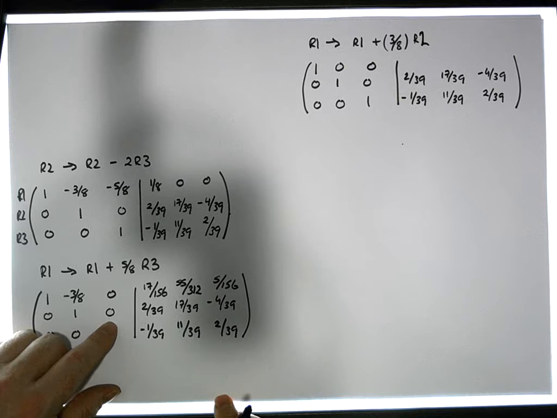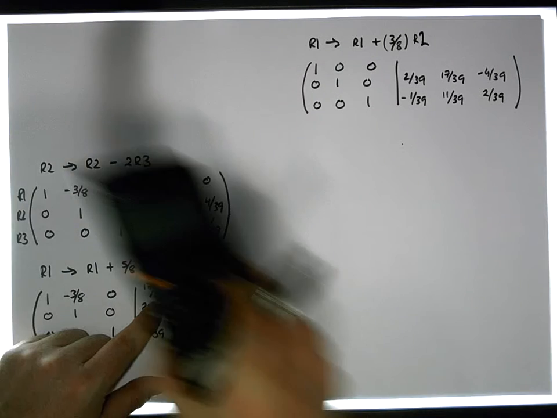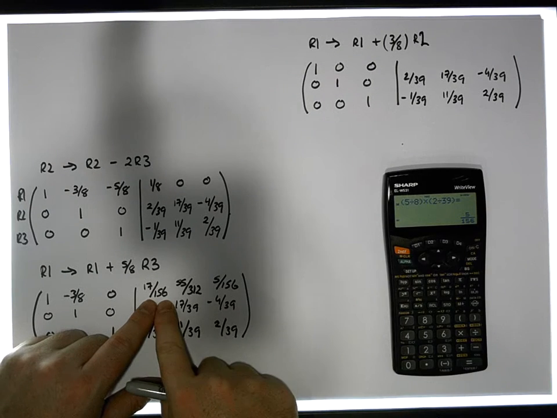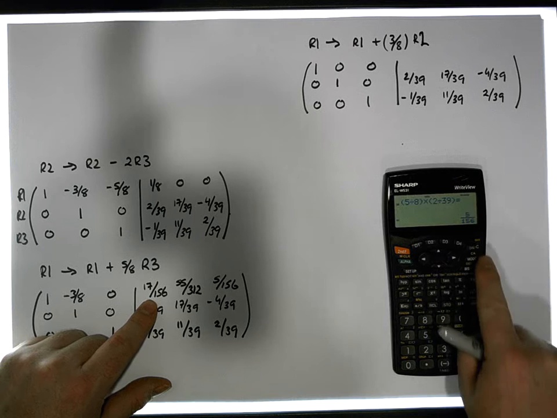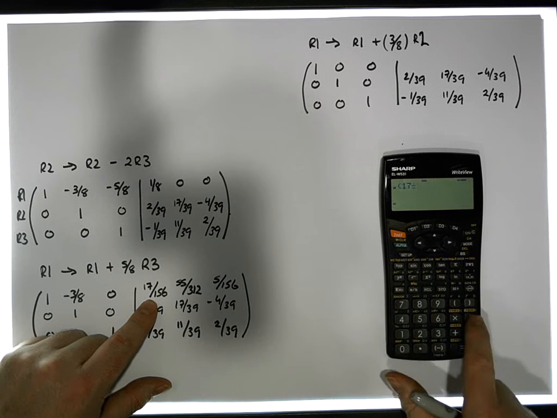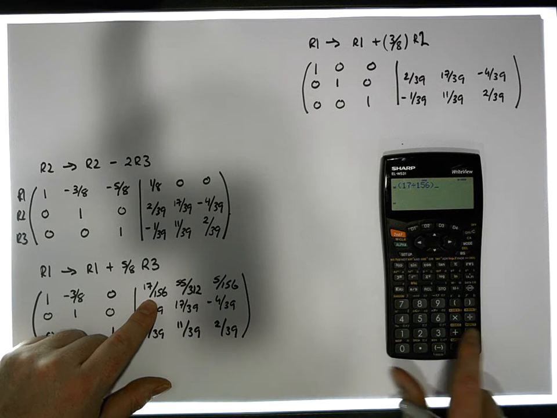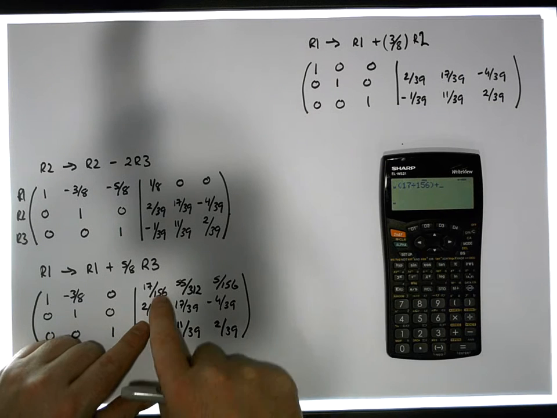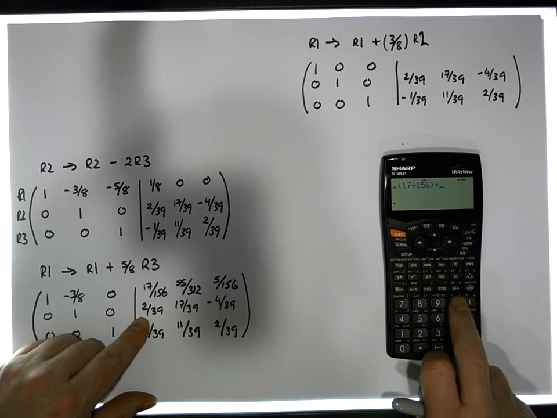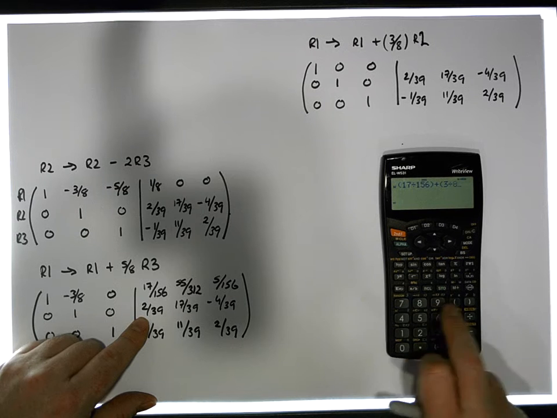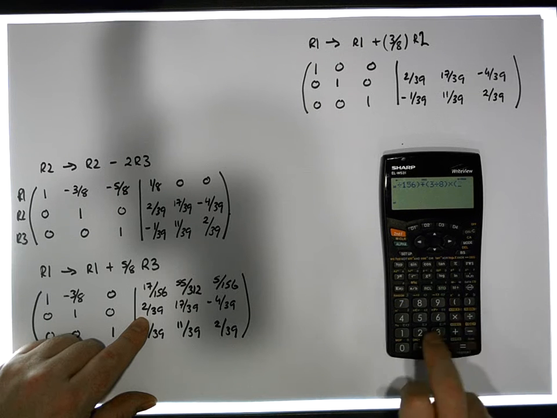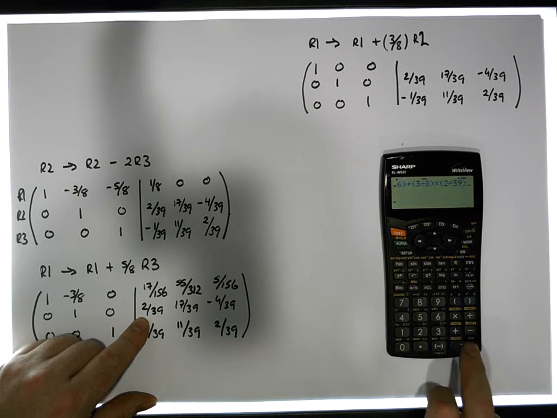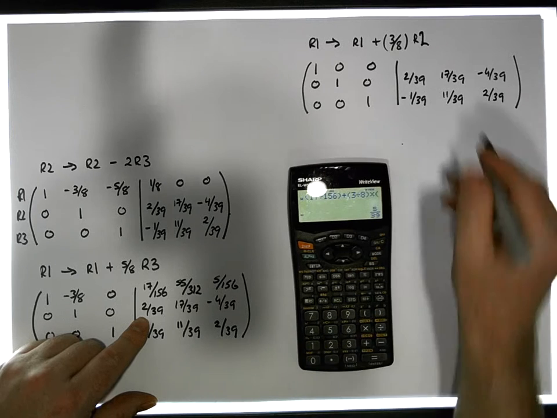So what we now have is, the next one is we have 17/156. This is row 1's value. So we have 17 divided by 156, okay, plus, well, we're going to have 3/8 of row 2's value. So 3/8 of 2/39. So we're going to have 3 divided by 8 times 2 divided by 39, which gives us a value of 5/39. So we have 5/39 here.